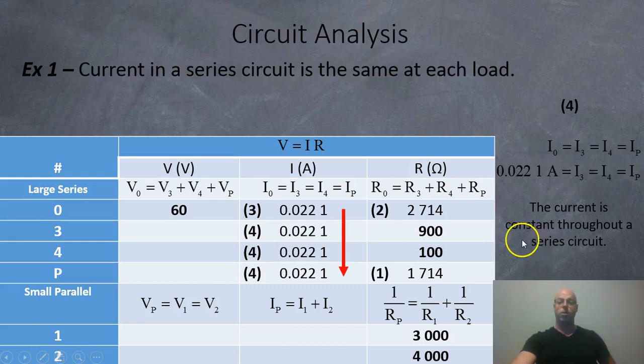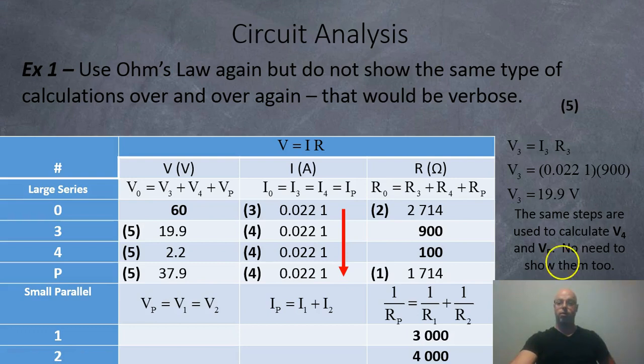Okay, so now that we've got the current, we know the current can't split up in the series circuit, so it's going to be the same all the way down. You could almost skip this step, really. So using the formula I0 equals I3 equals I4 equals IP, we get all the currents.